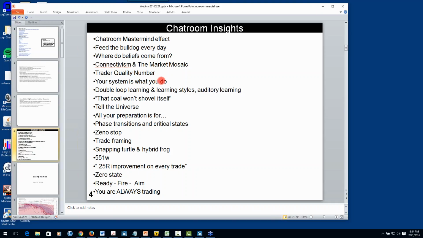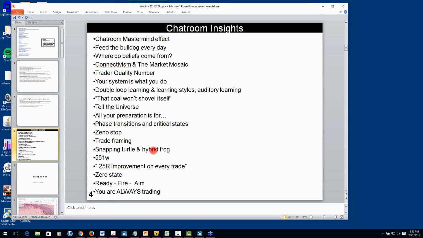So when a mason is building his brick wall or is constructing the house, that house design may be different each time, but the way he sets up his scaffolding to support him on the building of that wall is always the same. So it's a standard way to economically and efficiently go through your value add process of trade framing. Snapping turtle and hybrid frog are my two favorite, mostly intraday stuff.